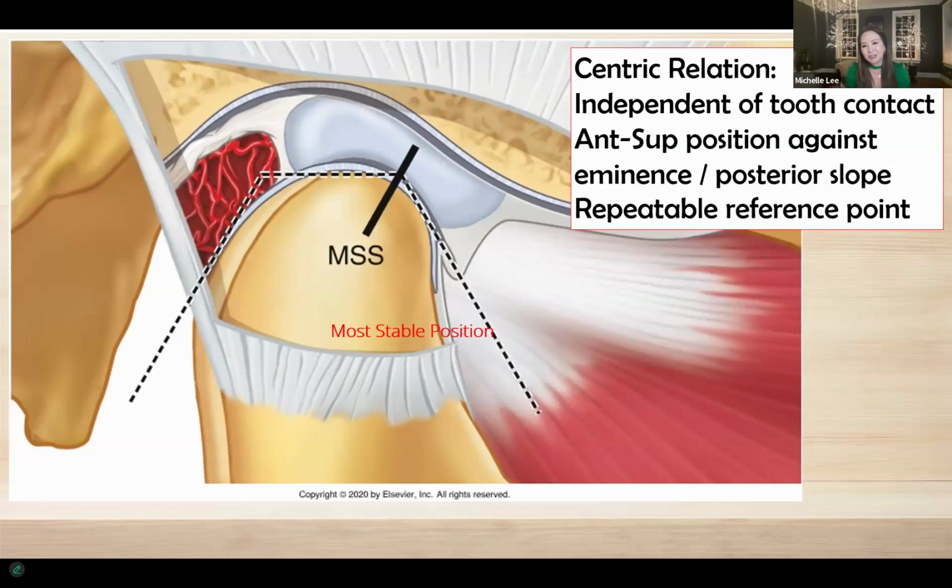We've probably all seen so many slides on centric relation, but just to be complete, it's the most stable position, hence, as it says here on the screen, MSP, most stable position. It's independent of tooth contact. The disc is in the most anterior superior position against the eminence, and it's a repeatable reference point. At this position, the lateral pterygoid muscle is not contracted, and the condyle is fully seated.